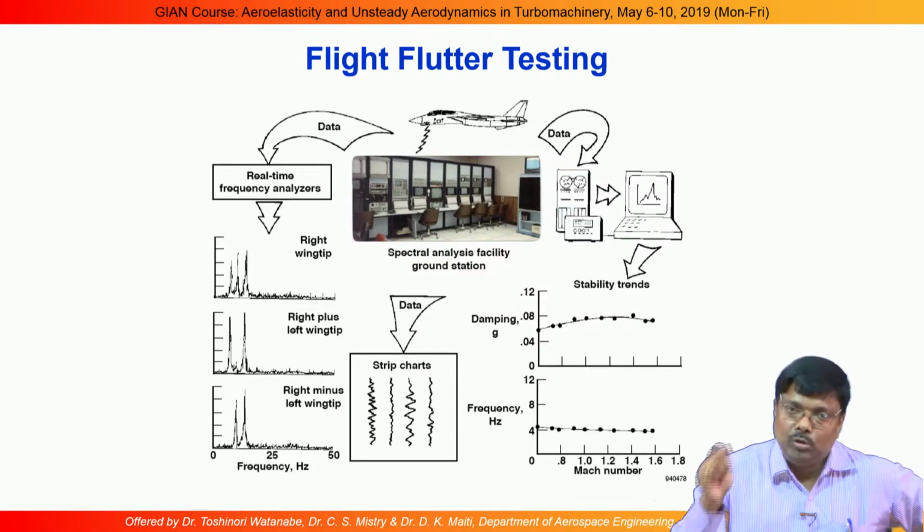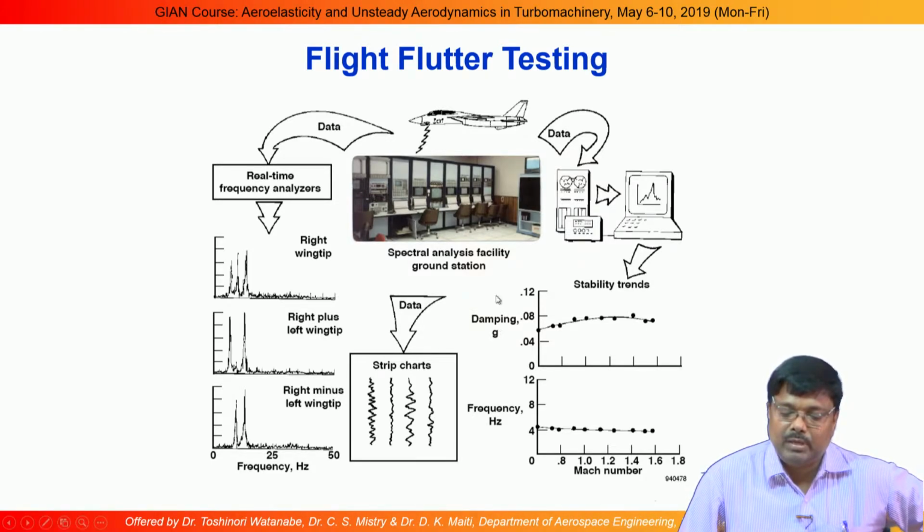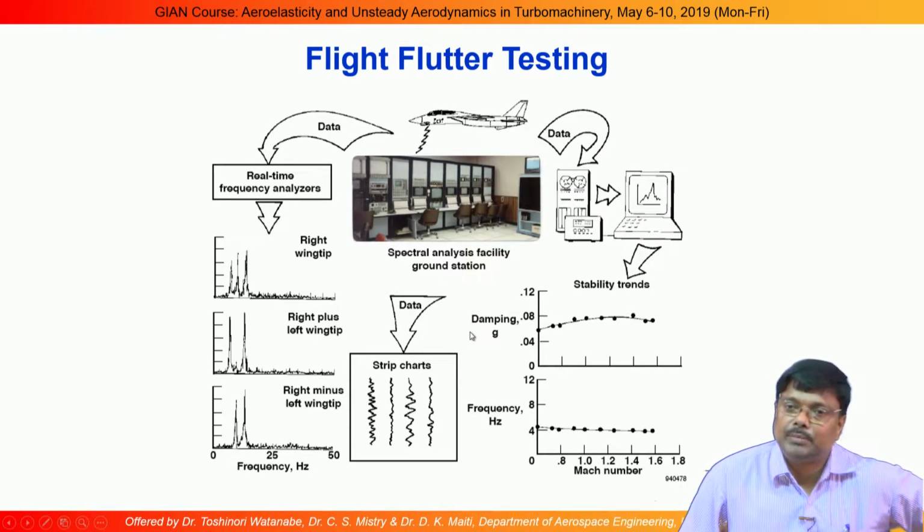The pilot gives a certain pulse, and the response is monitored through telemetry at the ground station. The ground engineer does the analysis and says whether the damping is within limits. In the plot here, the damping for a particular mode has been monitored and found to be more than 3%, that is, more than 0.03. Then, at this frequency, it is free at that point.